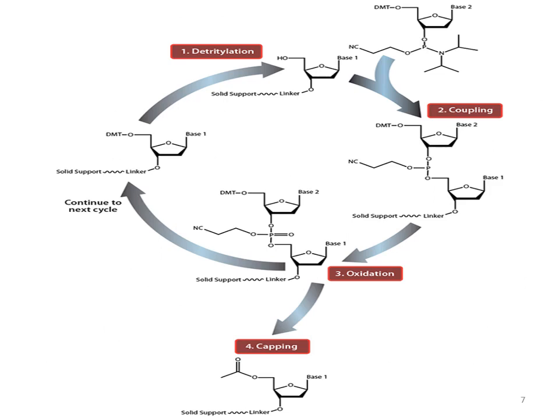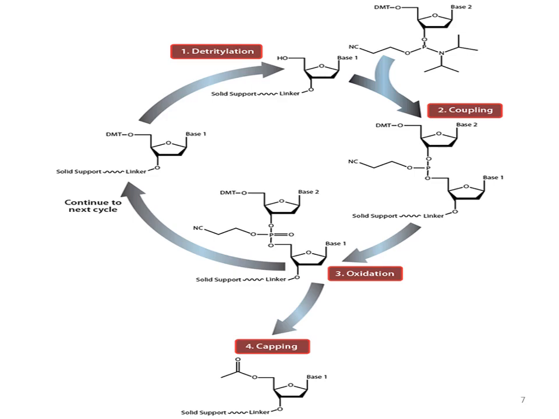Okay, in the first step, detritylation, the 5' DMT protecting group is removed from the first solid support linked nucleoside. Here you can see that the DMT group is removed in the first step, freeing the 5' carbon, and a hydroxyl is attached instead of the DMT group. So you can see this in the first step.